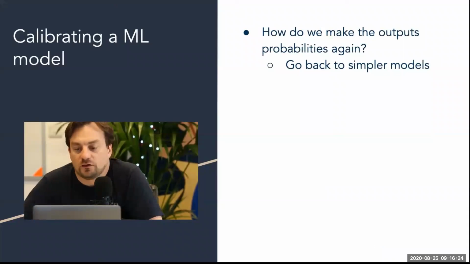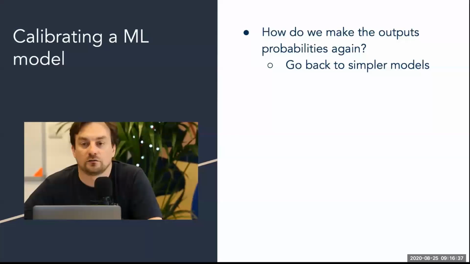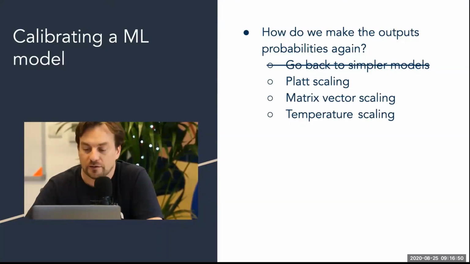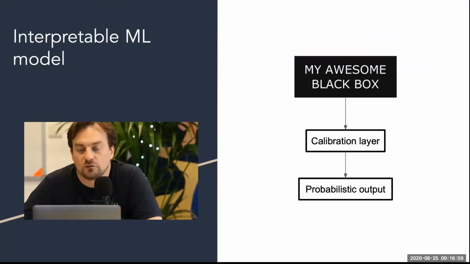So we have a couple of options to make our outputs probabilistic again. It would be very easy to just go back to using simpler models, but we do want to instead retain the accuracy gains that have been made. So instead, we have different options such as Platt scaling, matrix vector scaling, temperature scaling that we will see later in the talk. One thing that can be done is the use of calibration layers, where I take my very accurate but overconfident model and include a new layer above it that rescales the outputs of the model so that they look like a probabilistic estimate.